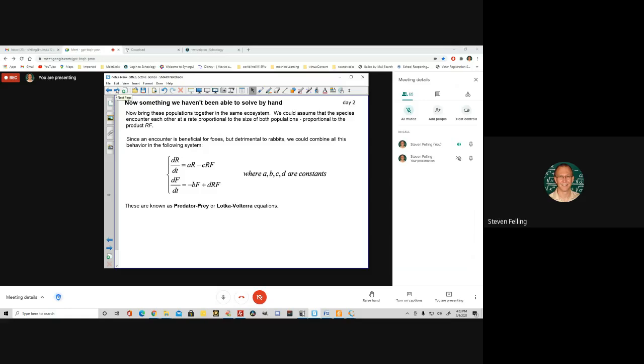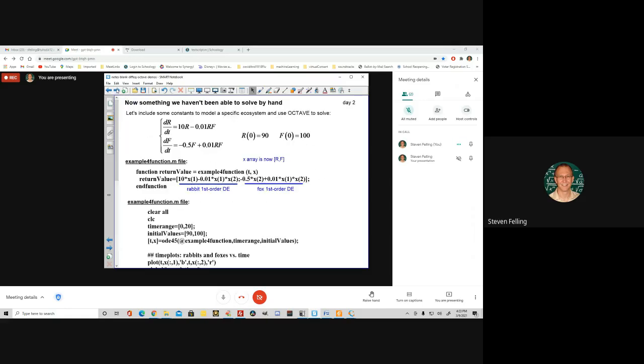But Octave can come to the rescue here. So we could include some initial values and constants. Let's say, for example, that the a constant is 10. This one's negative 0.01, negative 0.5, positive 0.01, something like that. Then we can also specify initial conditions, like maybe there's 90 rabbits initially and 100 foxes initially. And then we could build function files to build this.